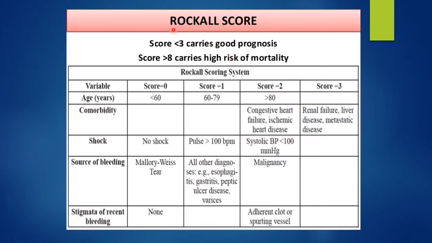This is the other system which I mentioned, the Rockall score. Similarly, it also makes use of the presence of comorbidity, the age of the patient, the source of bleeding, the shock state of the patient, and stigmata of recent bleeding. So these are the features. And it also uses renal failure, liver disease, metastatic disease, and congestive heart failure. Again, these are all given points and a final score calculated. A score of less than 3 carries good prognosis. A score more than 8 carries a high risk of mortality.